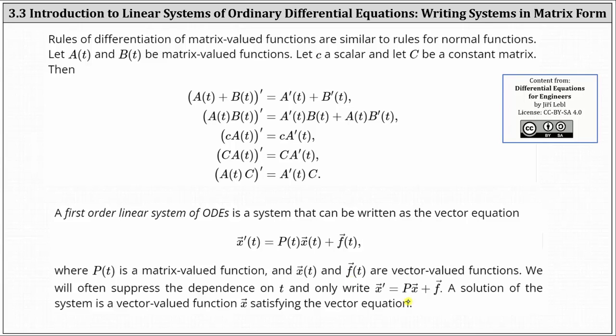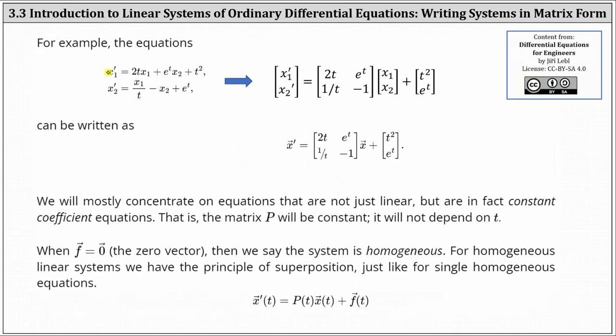We will often suppress the dependence on t and write the vector equation in the simpler form shown here: x prime equals P times x plus f. A solution of the system is a vector-valued function x satisfying the vector equation. And now let's practice writing a system of ordinary differential equations using matrix notation. Let's write the given system of equations using matrix notation.